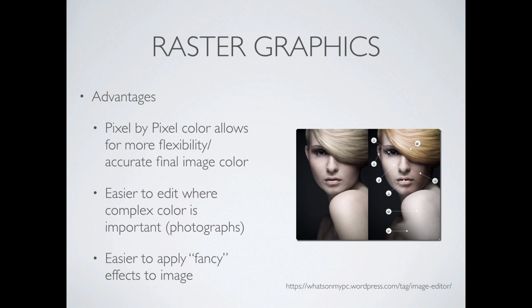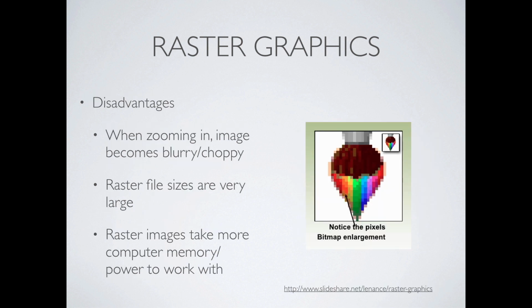It's easier to edit anything where there's complex color. Any kind of a photograph, this is much easier to edit in a raster graphic program. It's also easier to apply fancy effects. There's a reason that Photoshop has things like curves and levels and those kinds of adjustment layers in it, because it's easy to apply those to this kind of a graphic, to a bunch of individual colored squares.